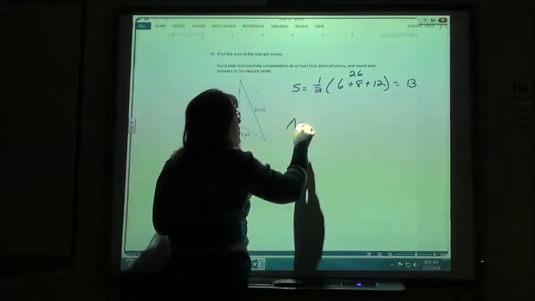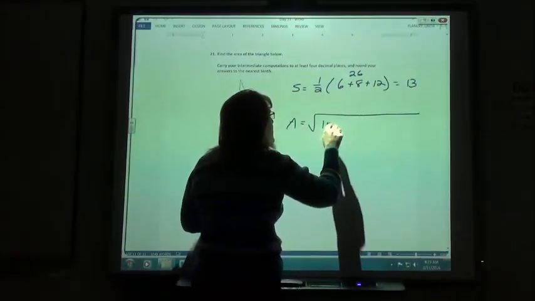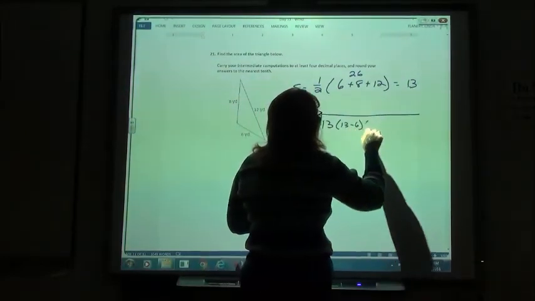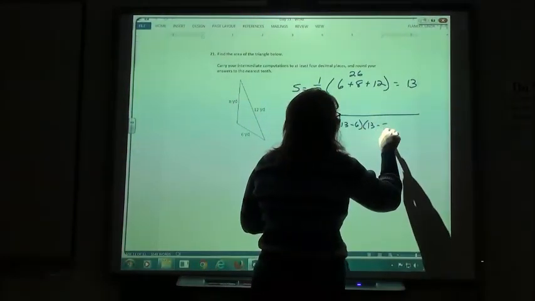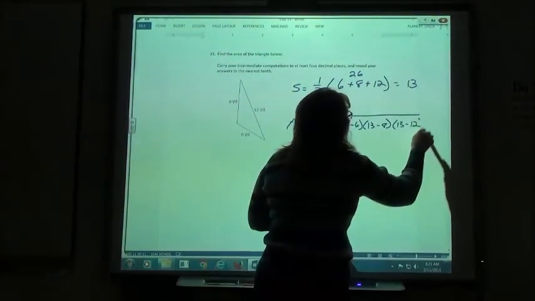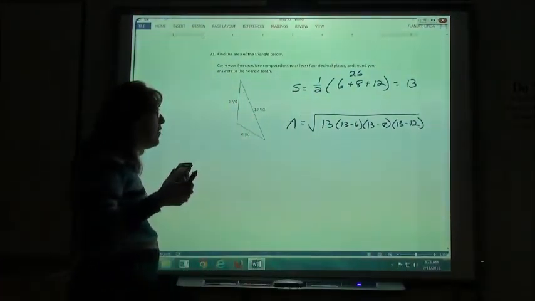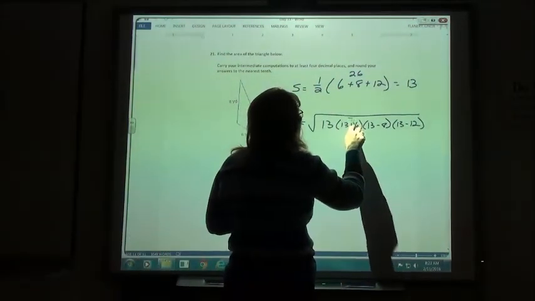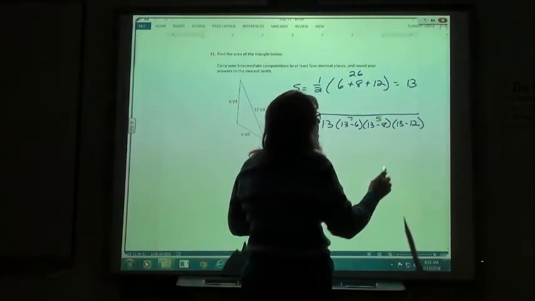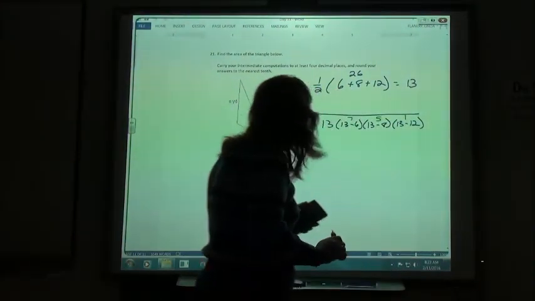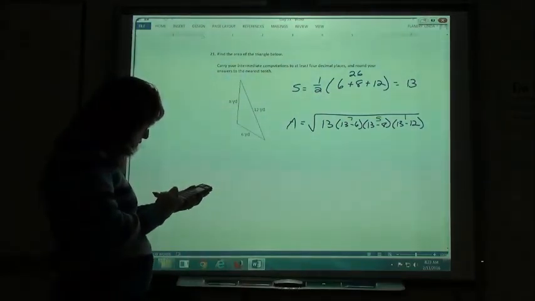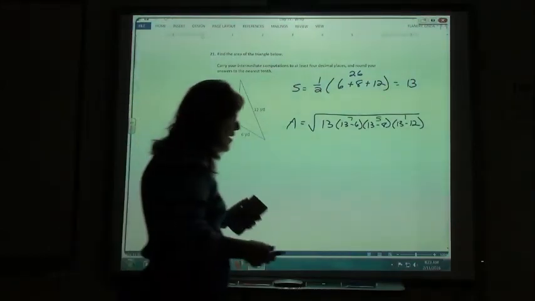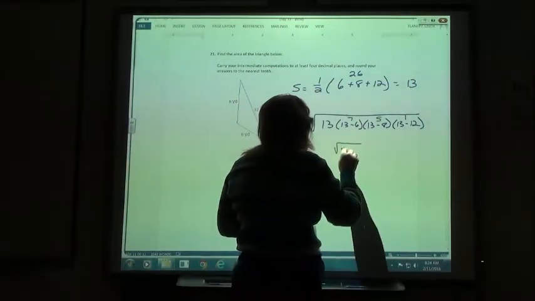So then using my formula for area, I'm going to take S, which is 13, S minus A, so 13 minus 6, then 13 minus 8, and then 13 minus 12. Again, those don't have to be in order, just so you have all three of them. So 13 minus 6 would be 7, 13 minus 8 would be 5, 13 minus 12 would be 1. So I am going to take 13 times 7 times 5. I don't really need to do times 1, but I could, and I would get 455.